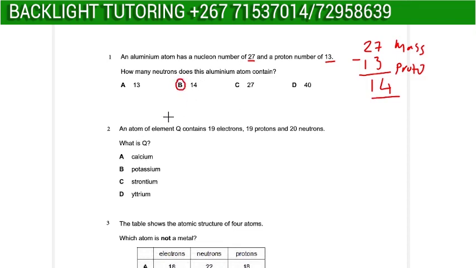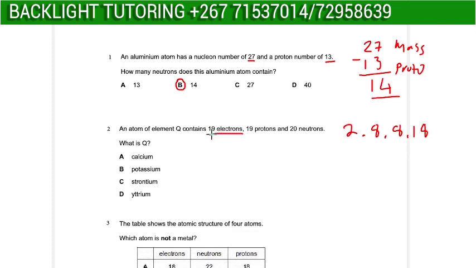Question 2 says an atom of element Q contains 19 electrons, 19 protons and 20 neutrons. What is Q? So we are going to look at the chemical property of this. It's going to guide us. Remember the electronic configuration: the first shell can contain 2, the second 8, the third 8, and then 18.